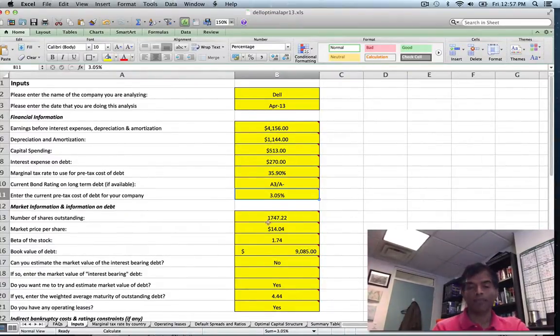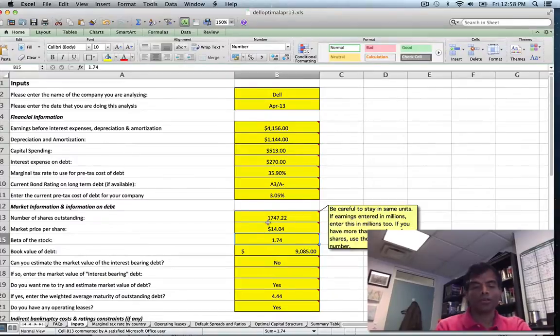I'm almost set. Then come some numbers where I have to go outside the annual report, the 10K. I want the number of shares outstanding as of right now and the market price as of right now. For these numbers, I just went to Yahoo Finance, found Dell, looked up the number of shares and the share price, and entered those numbers in. Because I want updated numbers. Those are the two numbers.